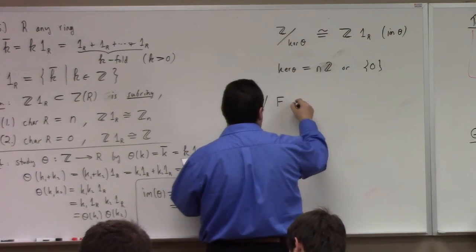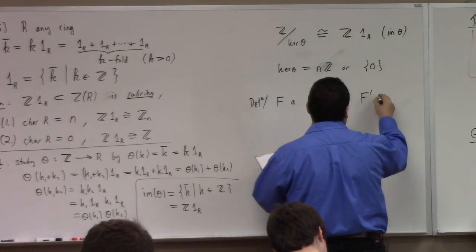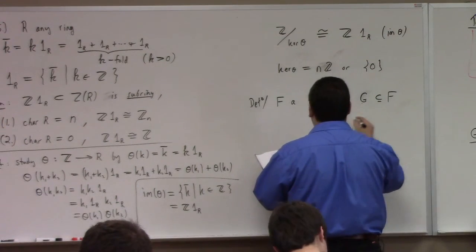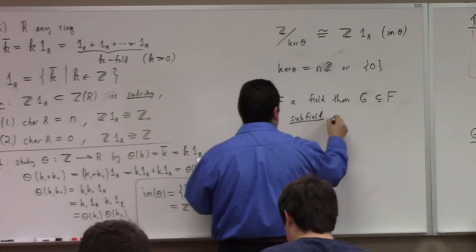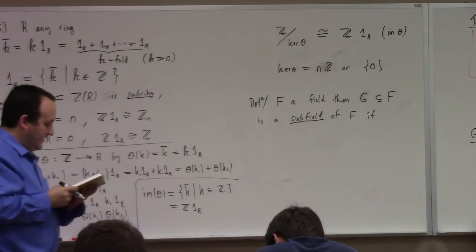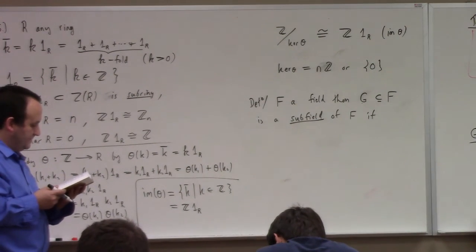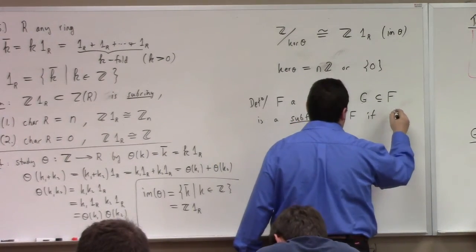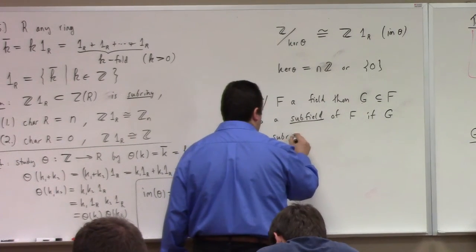Now, the definition. If F is a field, then G, a subset of F, is a subfield of F if G is a subring of the field, and a subring which is also a field.